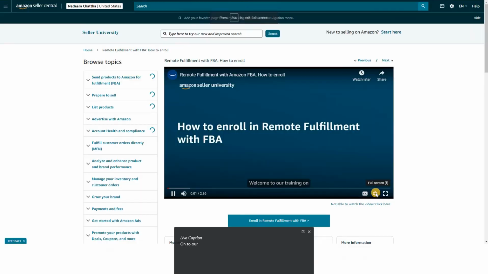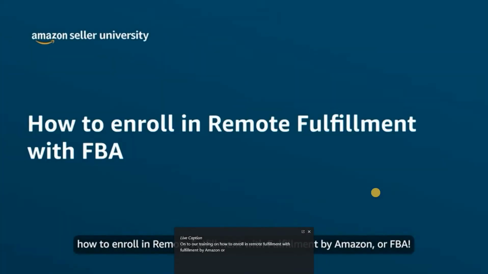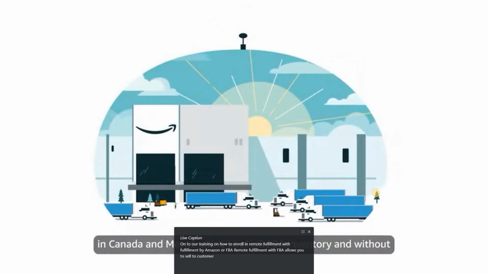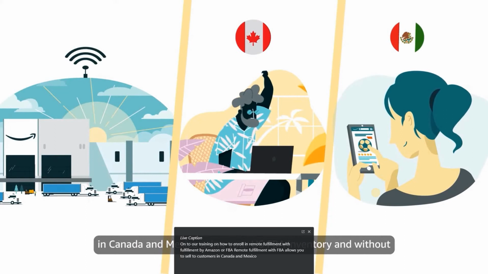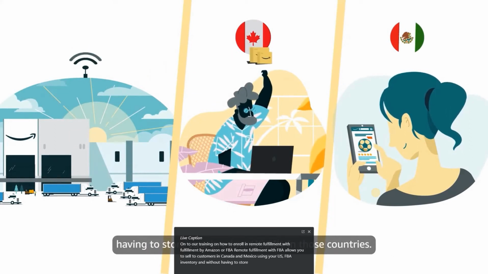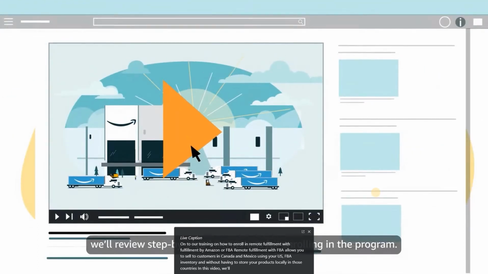Welcome to our training on how to enroll in remote fulfillment with Fulfillment by Amazon, or FBA. Remote fulfillment with FBA allows you to sell to customers in Canada and Mexico using your U.S. FBA inventory and without having to store your products locally in those countries. In this video, we'll review step-by-step instructions for enrolling in the program.